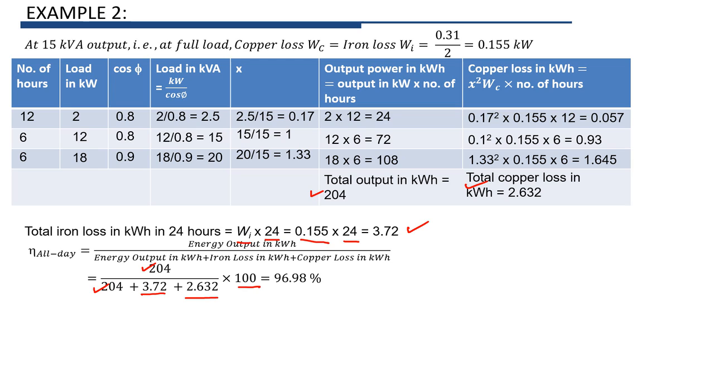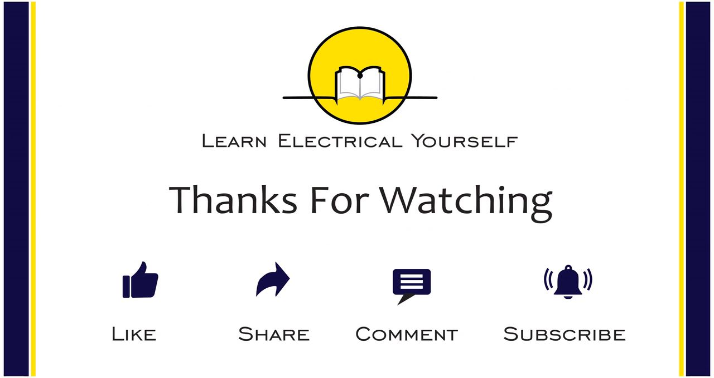So solving this, we get all day efficiency as 96.98%. So in this way, you can determine the all day efficiency of a transformer. But for that, you must know the load cycle of the transformer. In this video, we have studied what is all day efficiency and solved numerical problems on all day efficiency.